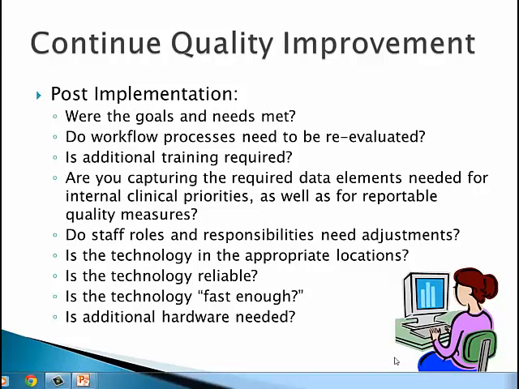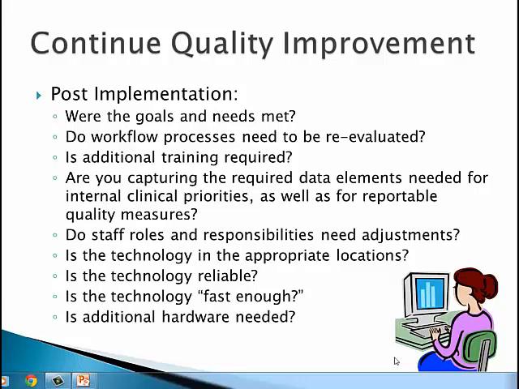And lastly, I want to talk about post-implementation. Again, there's questions we need to ask ourselves. Was it successful? Were the goals and needs met? Do workflow processes need to be reevaluated? Do we need additional training? Just because we implemented the EMR doesn't mean there aren't other things we may need to do. Are we capturing the required data elements needed for clinical priorities, as well as, are they reportable for quality measures? Are we capturing the information we need to capture?